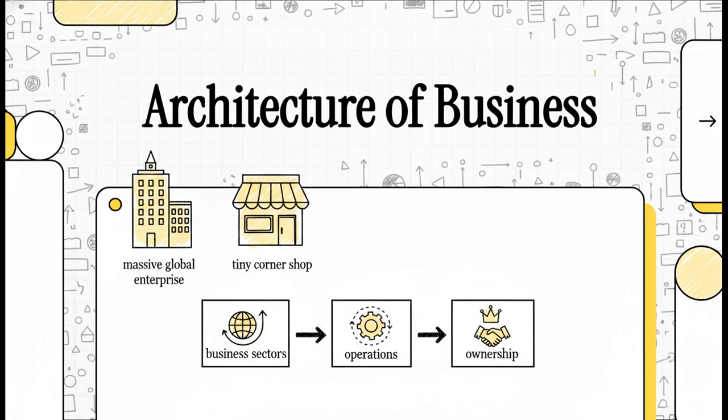And in this explainer, we're going to map out exactly what that framework looks like by exploring business sectors, operations, and ownership. We're going to make the whole shebang crystal clear.